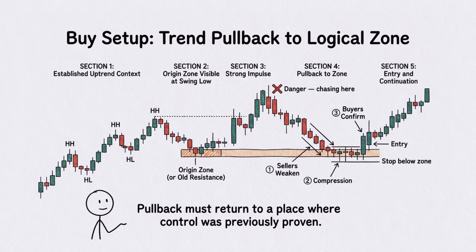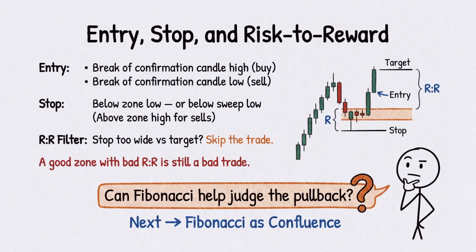Then you watch for the same three stages. Opposing side weakens, price compresses, dominant side confirms. Entry can come on the break of the confirmation candle high for buys, or the break of the confirmation candle low for sells. For buys, invalidation is usually below the zone low, or below the sweep low that formed during confirmation. For sells, invalidation is usually above the zone high or above the sweep high. If that stop makes the risk too large compared with the next target, skip the trade. A good zone with bad risk to reward is still a bad trade.